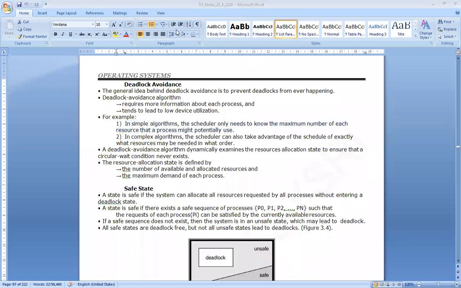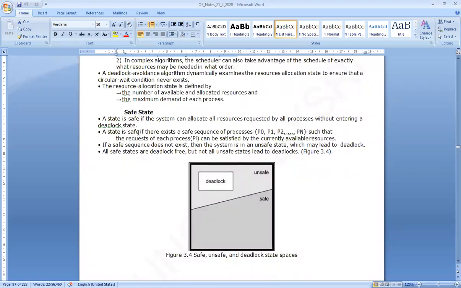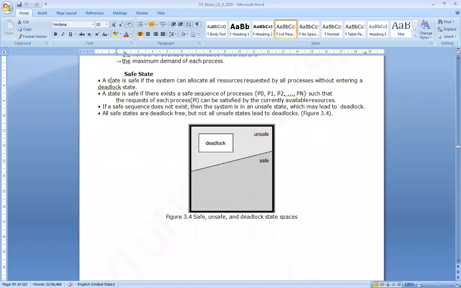Then after that, we go for the next one, which is called a safe state. So what does safe state mean? A state is safe if the system can allocate all the resources requested by all the processes without entering a deadlock state. So we can give a definition: a state is a safe state if the system can allocate all the resources requested by all the processes without entering the deadlock situation.